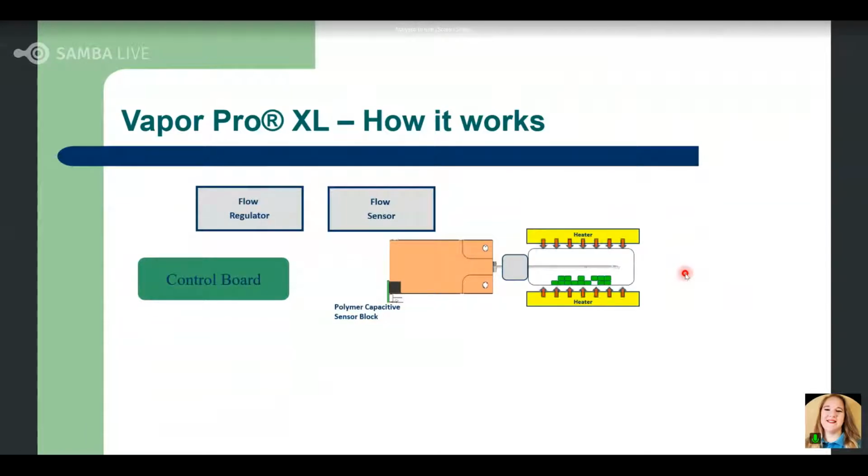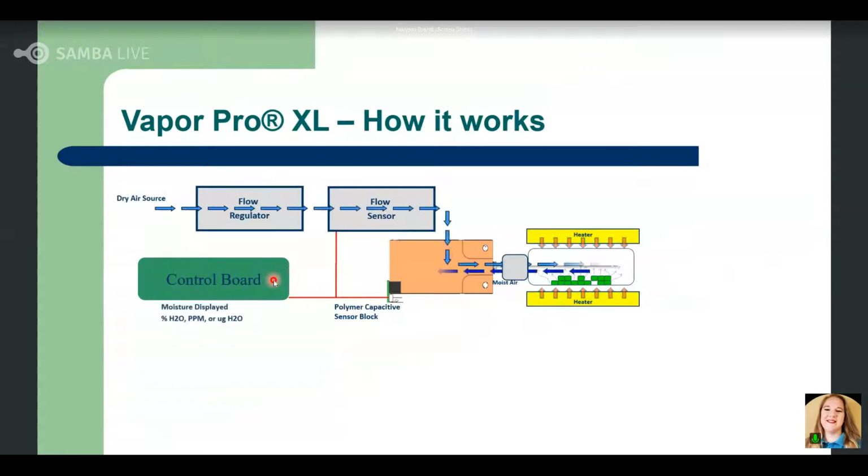Then when the sample goes in, it is hit with heating, and the sample is heated. Then we have our dry air source coming in. Again, in MRG, we use nitrogen. And as our dry air source is coming in, we have moist air coming out of the second chamber using that needle. And that is going to hit our sensor. As it hits our sensor, the control board then reads the flow sensor and reads the polymer sensor. And then that gives us our answer in either percent water, parts per million, or micrograms of water.